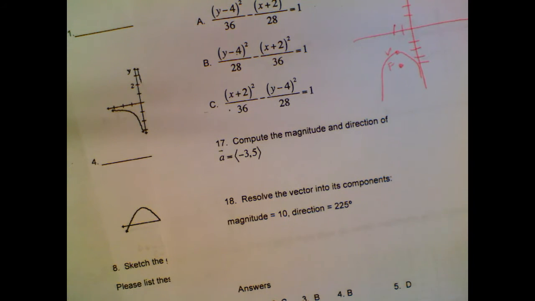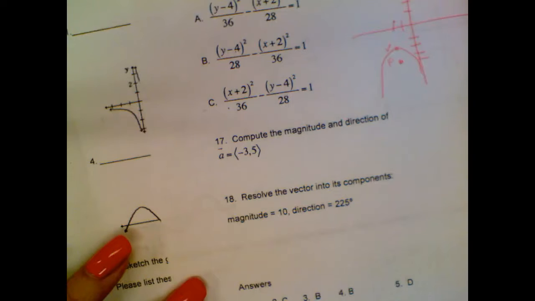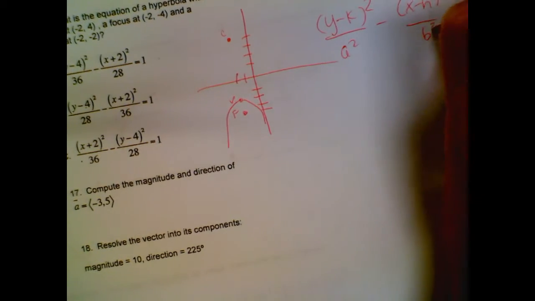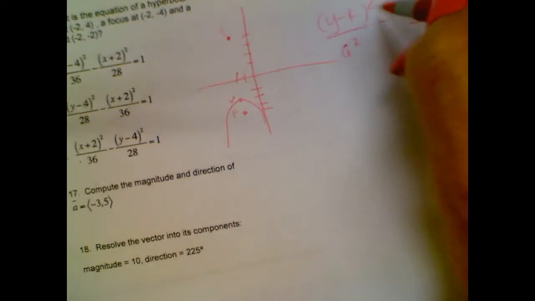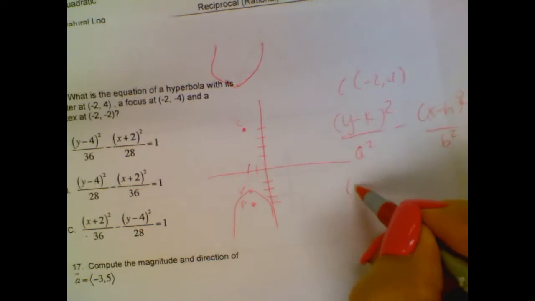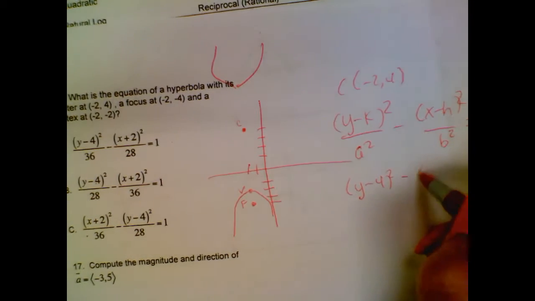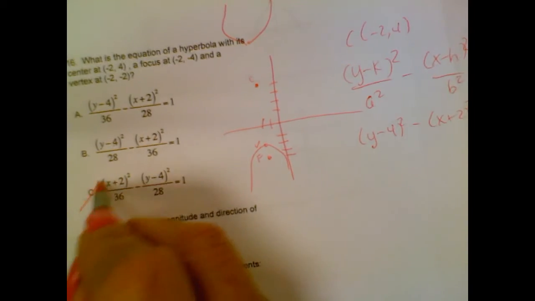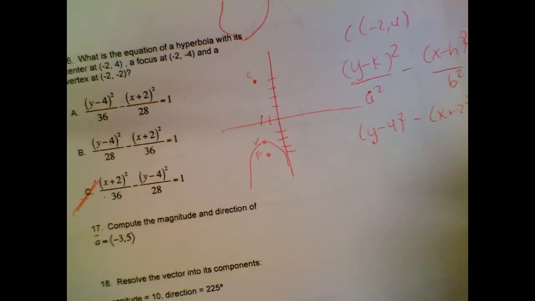Where was I? So the center is negative 2, 4. It's opening up and down, so you're going to want this type of hyperbola. Because it's opening up and down, you need the Y to be first. So the center is negative 2, 4, so let's start there. So this should be Y minus 4 squared minus X plus 2 squared. Which one does that look like? It is not this one. So it's one of the first two.